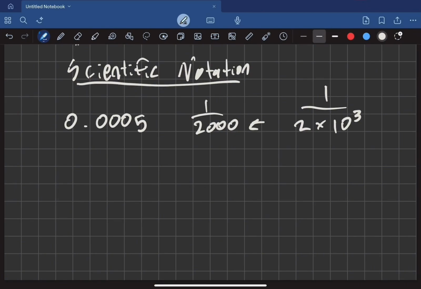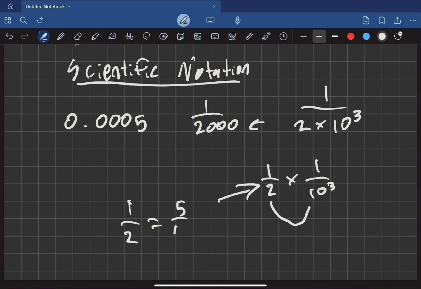So if we have 1 over 2 times 10 to the third, what's another way we could write that? Well, we could write 1/2 times 1 over 10 to the third. I apologize. Now let's think about how we could rewrite this number so that maybe we could do something combining these two. 1/2 is equal to 5/10. 1 divided by 2 and 5 divided by 10 are both the same number. So instead of saying 1/2, let's plug in 5/10.